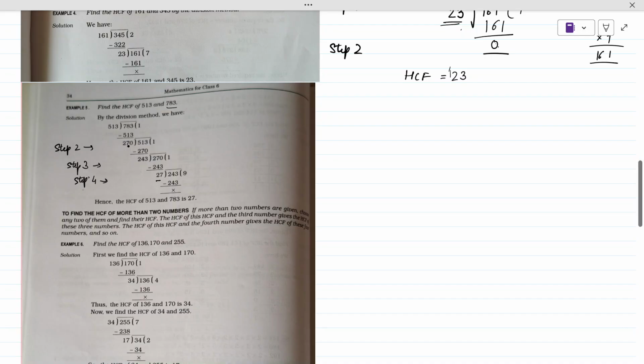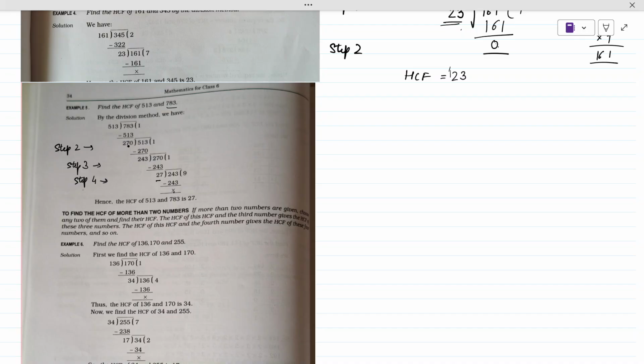Why I'm writing these steps, kids? This will help you to understand that this is step 1 and now in the step 2 we are taking the remainder as the new divisor and the old divisor as the dividend. Right? Now coming back to step 4, what we have is 27 as the remainder from here and we are dividing this 243, the old divisor, with this number.